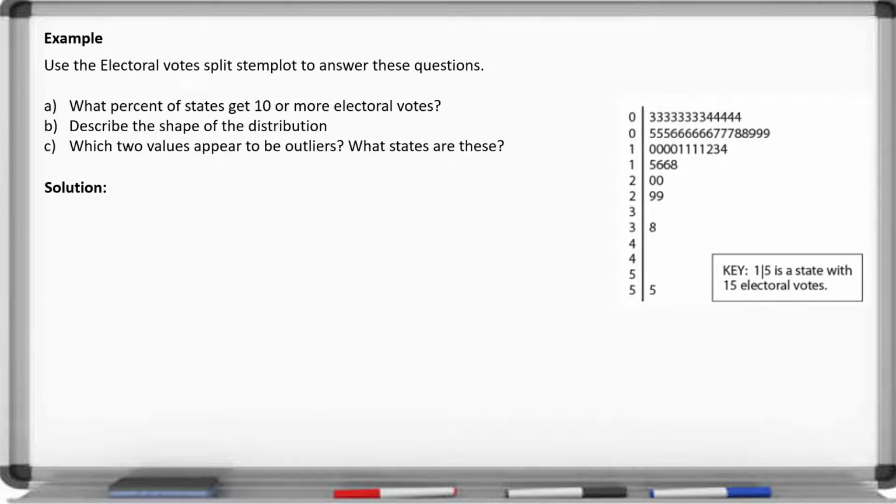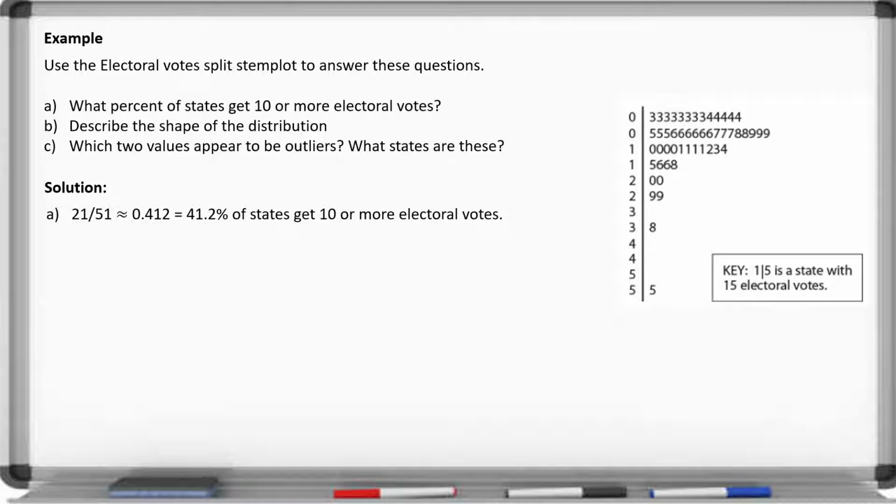Alright, let's look at another example. We're going to use this electoral votes split stem plot given to the right to answer these questions. What percent of states get 10 or more electoral votes? Alright, so we want to interpret this stem and leaf plot. We want the states that are 10 or more. There are 21 states that have 10 or more electoral votes from the stem and leaf plot. We have a total of 51 because 50 states including the District of Columbia, and then if you divide and times it by 100, you get 41.2%.